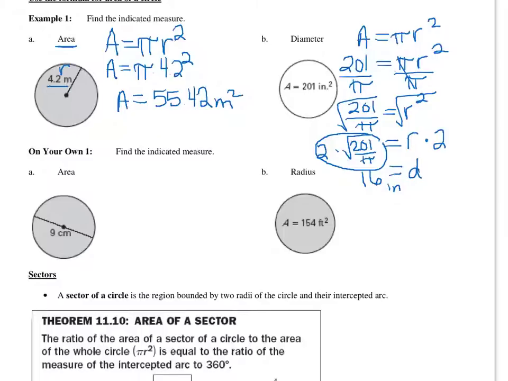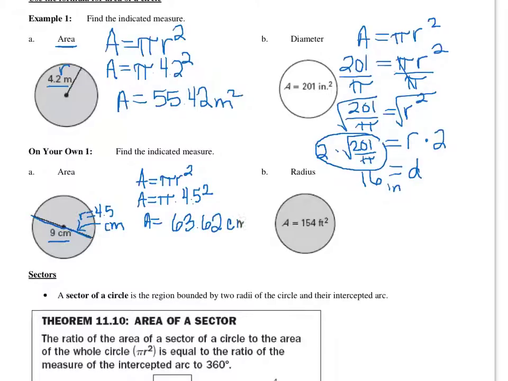Okay, so this one wants us to find the area, and it's giving us the diameter, and we know that because see how it gives us this line all the way across? So my radius here is going to be half the diameter, so 4.5 centimeters. So area equals pi times our radius squared. So our area is going to equal pi times 4.5 squared. If you put that in your calculator, you should get 63.62, and that unit would be centimeters squared.